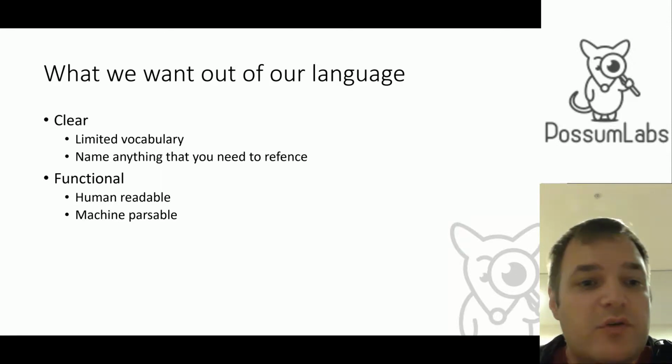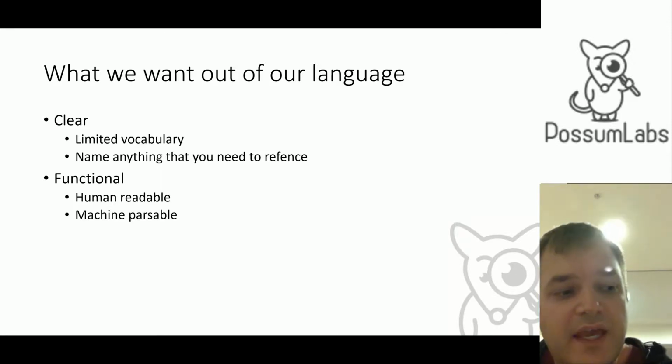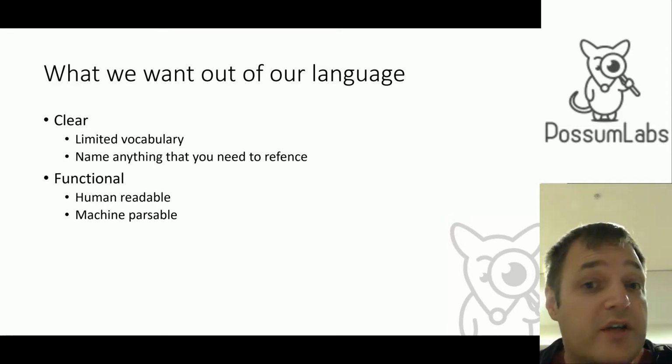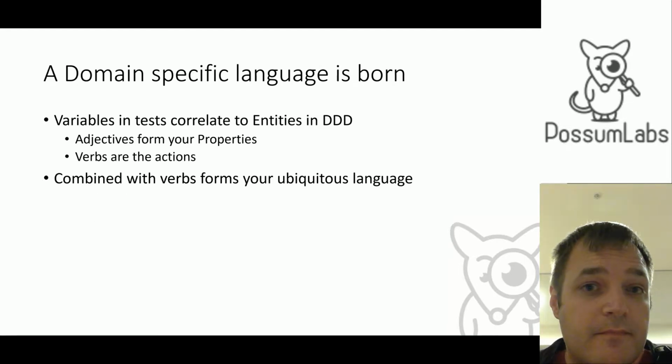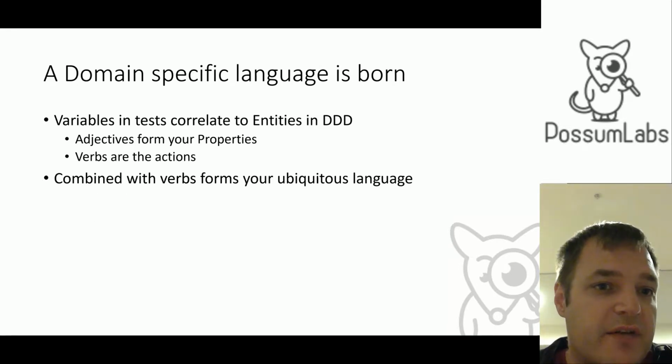Right? We want to be human readable, right? To be able to get the business to trust what we're testing, to show them exactly what works in the application, it has to be human readable. But on the flip side, we also want to be machine parsable. Because if we make this machine parsable, that allows us to get to the point where we can use this to actually write test cases. And this is where you create your domain-specific language.